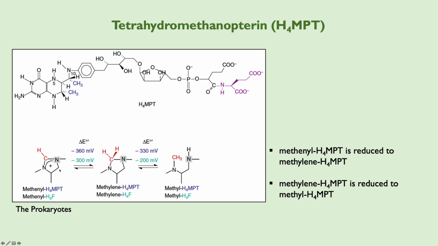So if this is a simplified structure of the coenzyme, we can see first the attachment of the formyl group is attached to this N5 site, and then through the function of this cyclohydrolase, we form this methenyl H4-MPT. And then subsequently in the pathway, which we'll see in a minute, this methenyl H4-MPT is reduced to a methylene H4-MPT, and then reduced again to a methyl H4-MPT. And here's our methyl group, which is attached to this N5 site within the coenzyme.